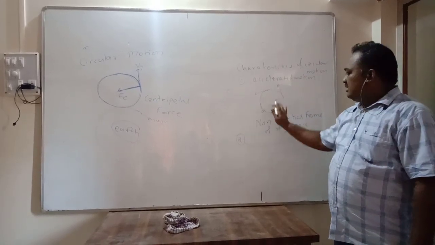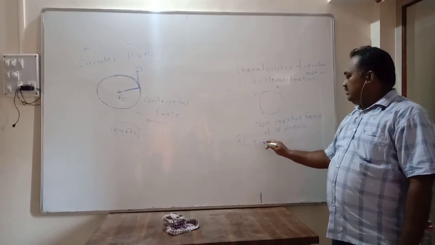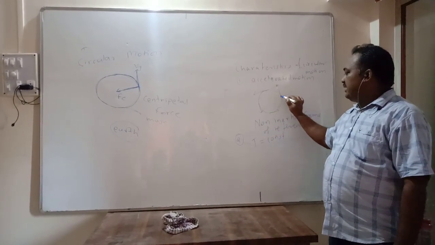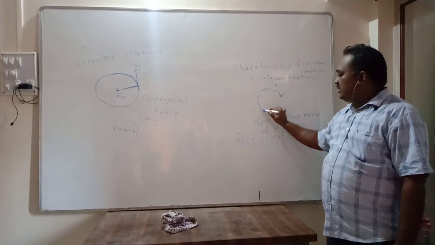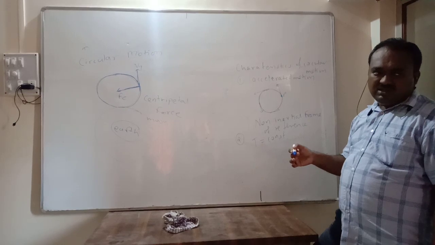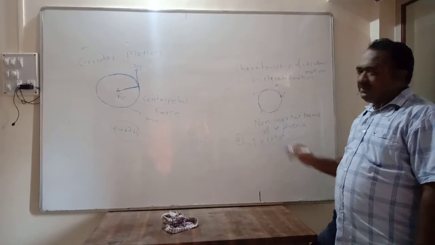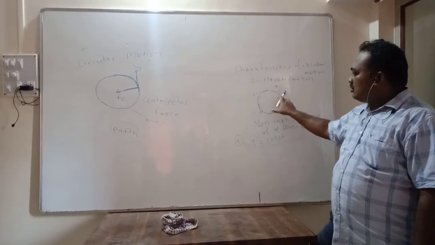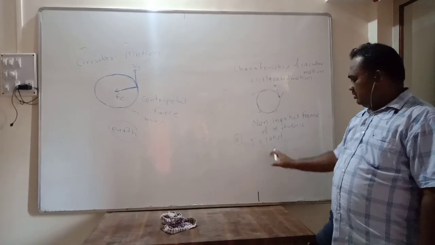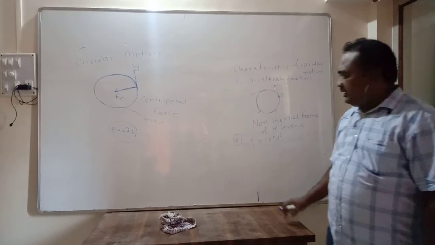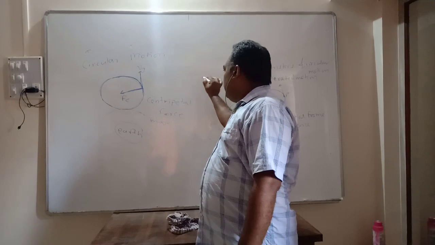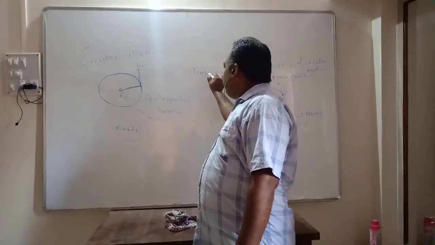Second characteristics, the time period of this circular motion is constant. Means suppose this particle P completes 1 revolution in 10 seconds, then it also completes second revolution in the 10 seconds. So that is called as the periodic motion. When time taken to complete 1 rotation is the same, then it is called as the periodic motion. Okay, so time period is constant. These are the two characteristics.